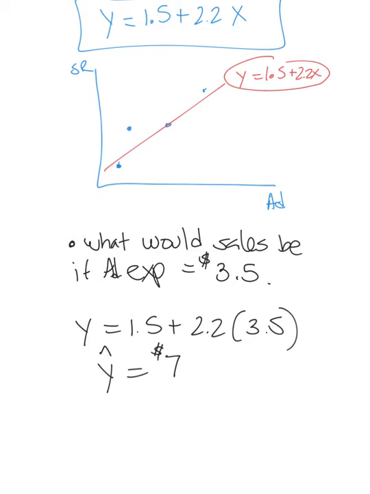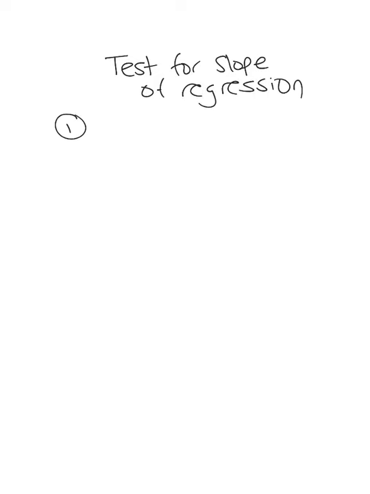All right, let's now go on to testing the slope. Here's our test for the slope of the regression line. Step 1 is we have to identify our hypothesis. So we have H0 and H1. In this case, the population parameter for the slope is represented by beta, and we're just going to test to see if the slope is in fact different from 0, which means the null is just that beta equals 0. This is a two-tailed test.